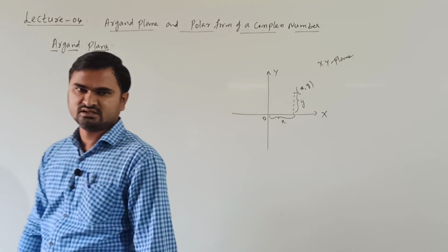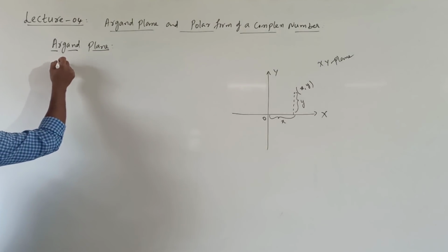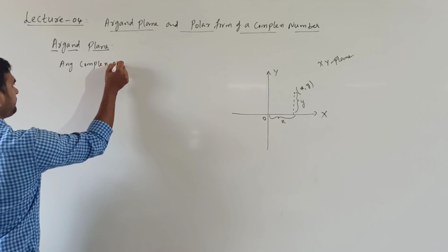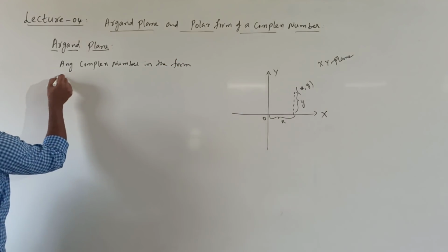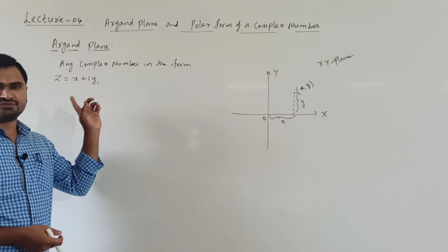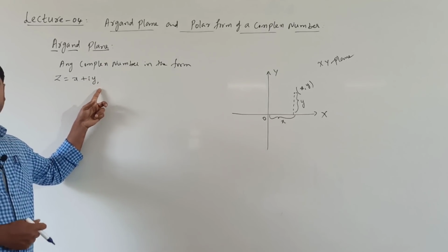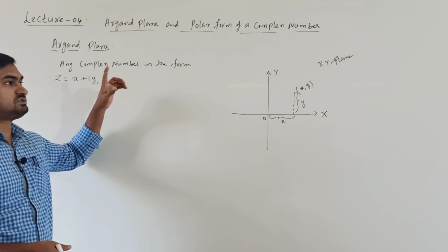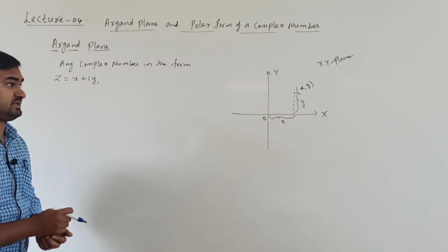Now similar to this in complex numbers, if any complex number is in the form z is equal to x plus iy, it can be represented as a point x comma y, where x is the real part and y is the imaginary part. It can be represented as a point in a plane. The plane is called the Argand plane, or it is also called the complex plane.